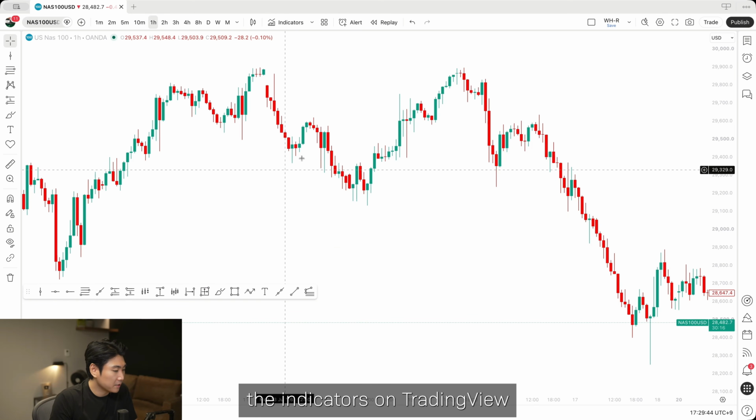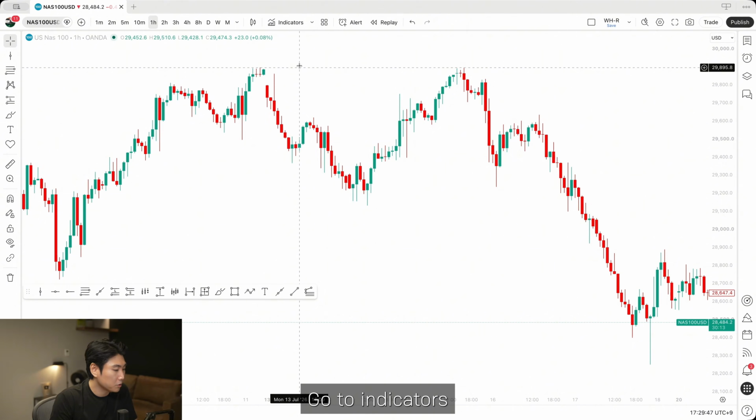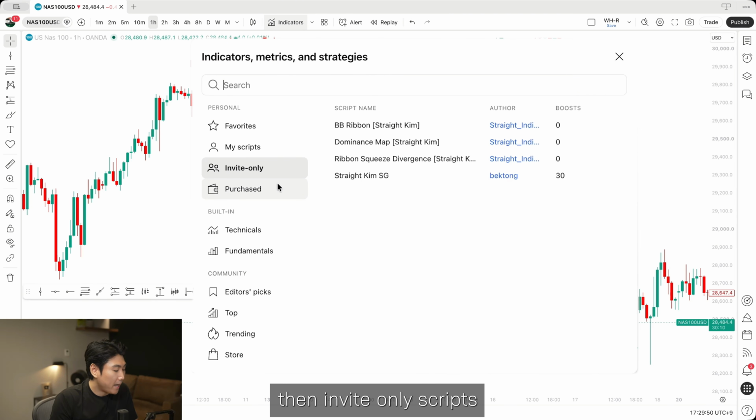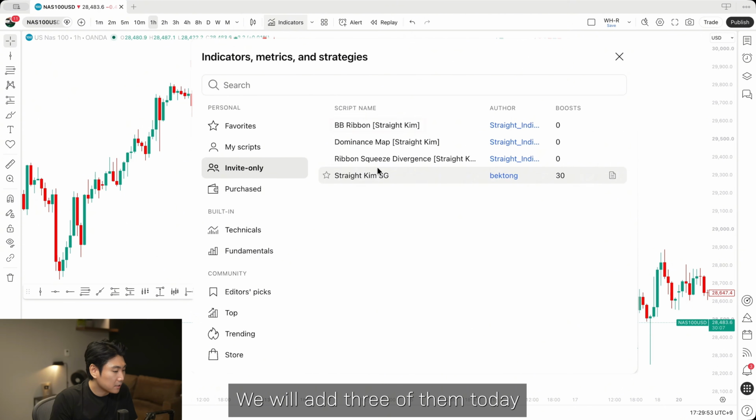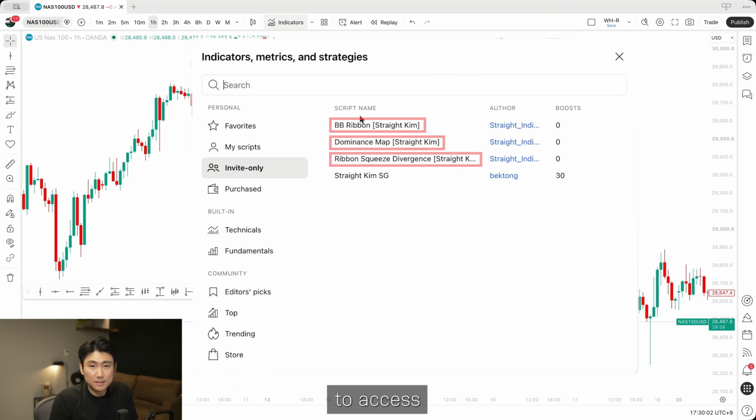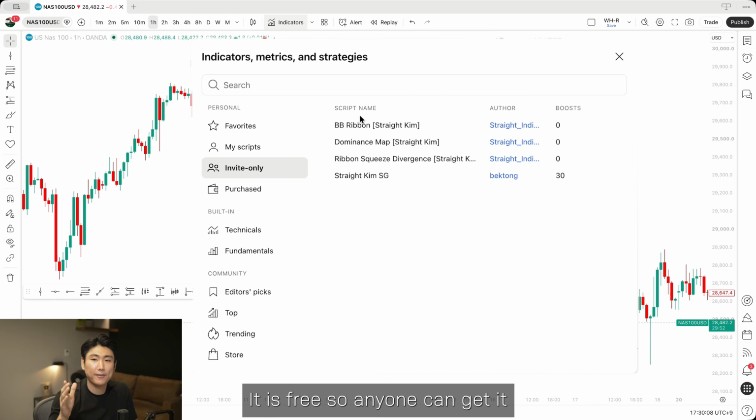Let me add the indicators on TradingView. Go to indicators, then invite only scripts. We will add 3 of them today. To access, check the description below. It is free, so anyone can get it.